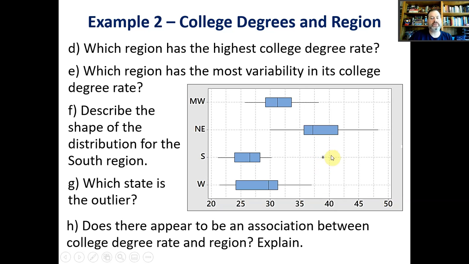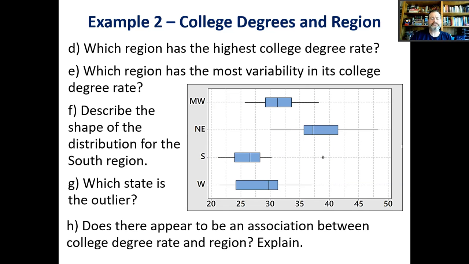I want you to think about why we use graphical descriptions. Maybe there's something about this state that's telling us that maybe it should belong in a different region like this one, right? Because this state, whatever it is, has a higher college degree rate than any state in the Midwest, any state in the West, and any other state in the South. Maybe this state belongs in the Northeast. So think about what a state would be that belongs in the Northeast. Possibly. And maybe you can guess the answer.